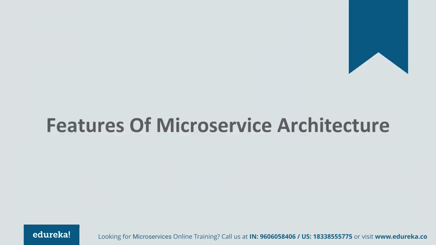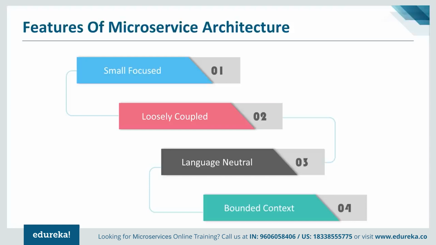Let us focus on the features of microservices architecture. The first feature is small focused. What it means is that the aim of microservice architecture is simplicity, so that it can be rewritten and maintained without any extra effort by the development team. That's what I mean by small focused.